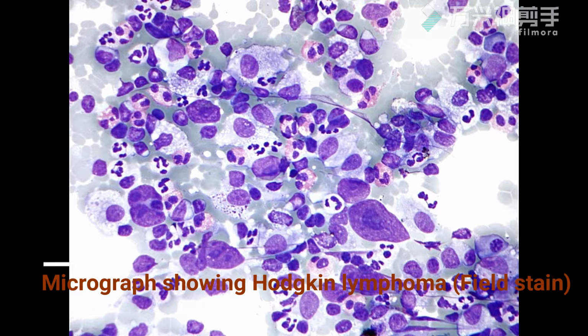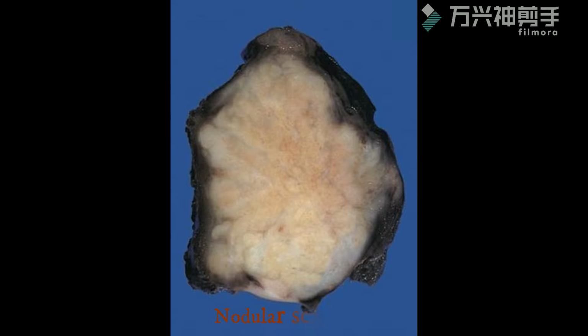There are two groups of Hodgkin's lymphoma. We have the classical type and the nodular lymphocyte predominant Hodgkin's lymphoma. Within the classical group, there are four types: nodular sclerosing Hodgkin's lymphoma, mixed cellularity type, lymphocyte depleted, and lymphocyte rich.